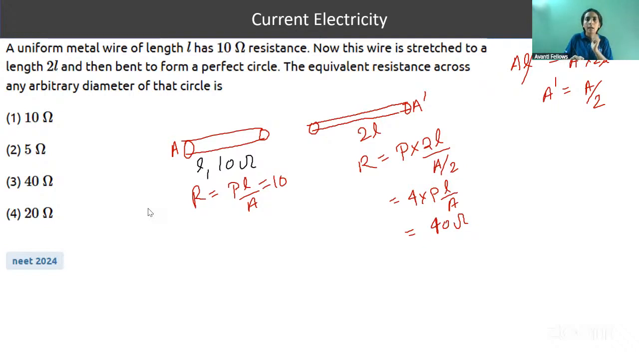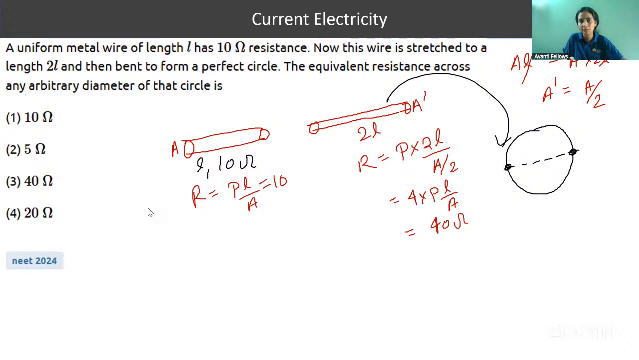This is clear. Now see what it says: this is bent to form a perfect circle. So we are bending this wire to form a perfect circle. So we made the circle. The whole circle has a resistance equal to 40 ohm. Now find the equivalent resistance across any arbitrary diameter of the circle. So the diameter of the circle will be this; across these two points you have to find the equivalent resistance. Whenever you are asked such a thing, let's say we have to calculate the equivalent resistance across AB, just connect a battery across AB and see whether the two portions that AB divides the circle into are in series or parallel.